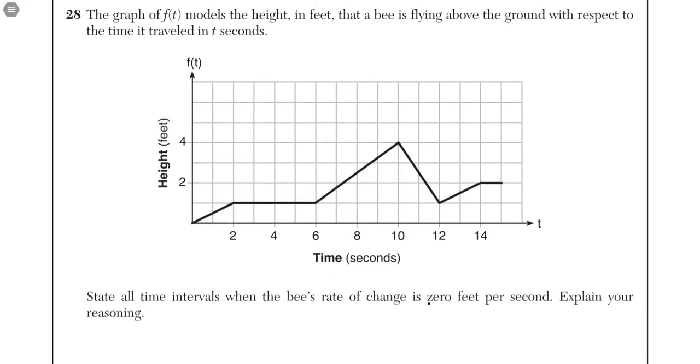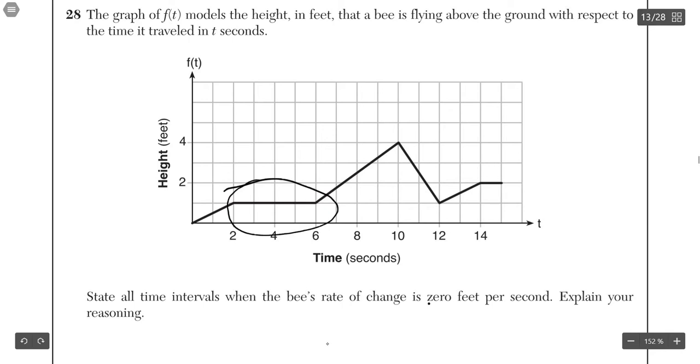Okay, over what time interval is the bee's rate of change 0 feet per second? Let's say from 0 to 2. It's increasing in height, so its rate of change is not 0. Its rate of change is actually 1, going up 1 over 2. From 2 to 6, its rate of change is 0. It's staying at the same height.